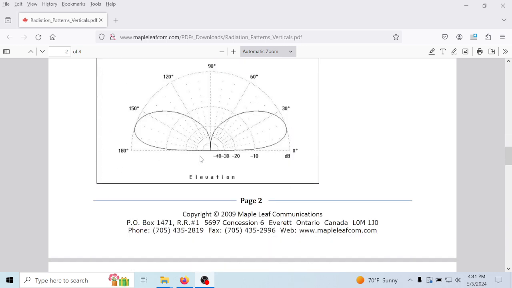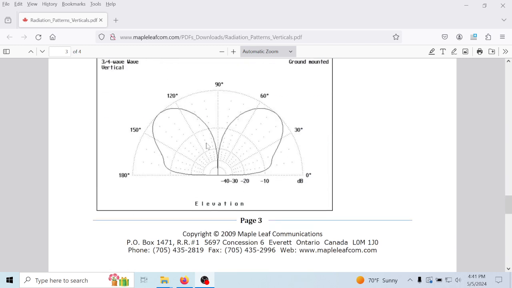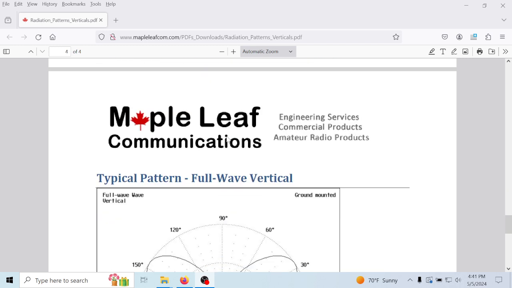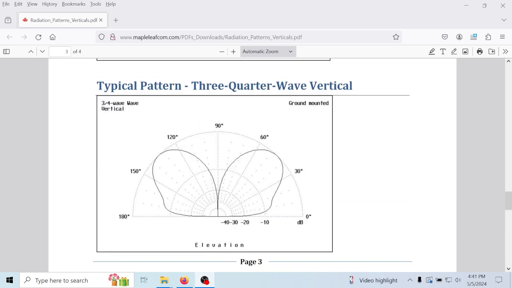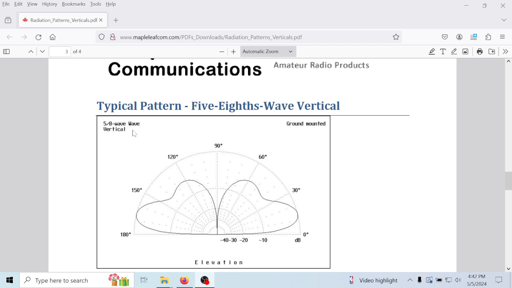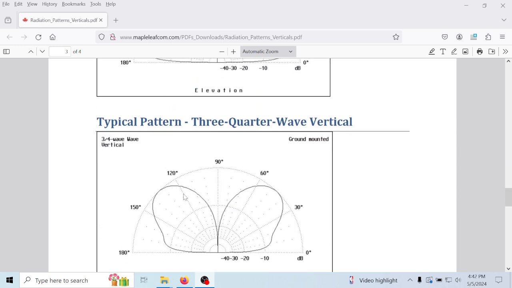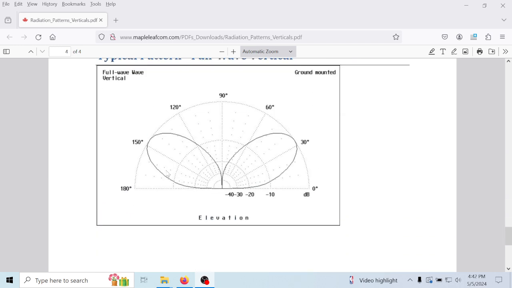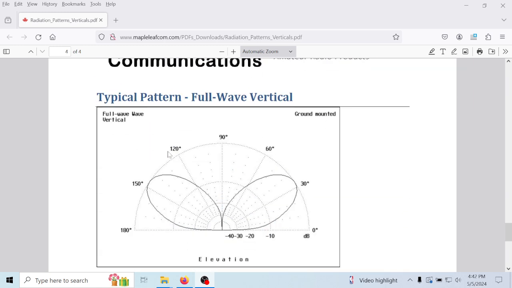So if you look at this, here's quarter wave. You can see half wave. You can see 5/8 wave starting to shoot kind of high, and then three-quarter wave. Just by looking at the pattern, I'm thinking the three-quarter wave is going to be really good. Because let's say there's a tree here. This is going to shoot more above the tree than this pattern is going to, or even this one. So I think the three-quarter wave and half wave are going to be really good. Well, this one shoots up higher, so it's going to be interesting.